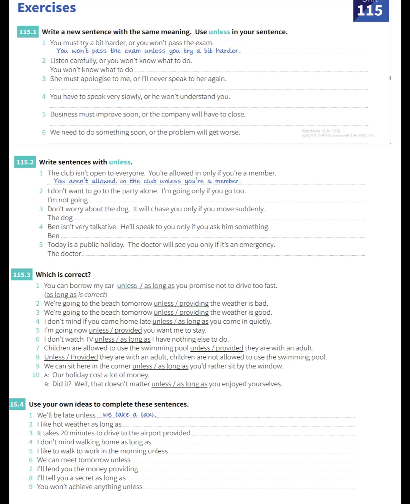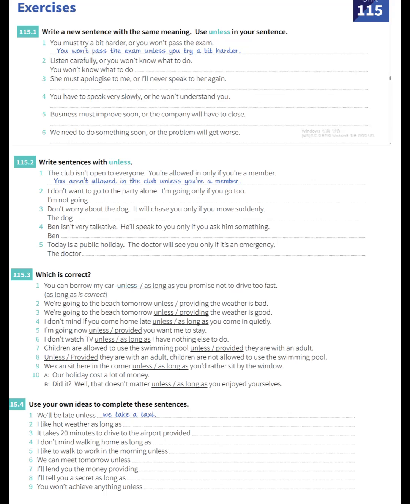I'll tell you a secret as long as you promise not to tell anyone. I would say, I will tell you a secret as long as you don't tell anyone. Yes, don't tell anyone.